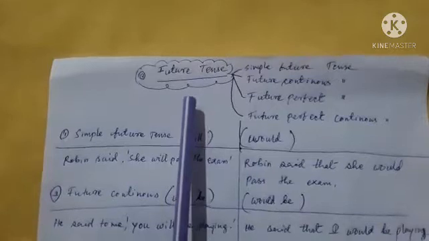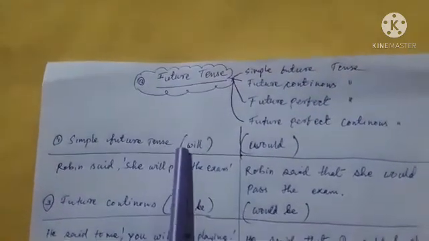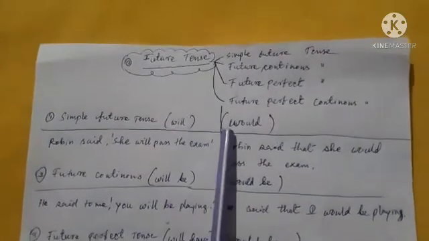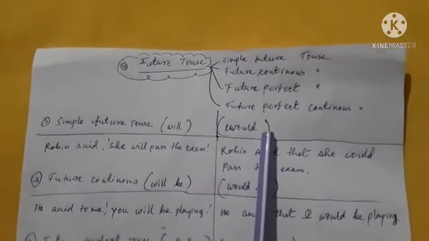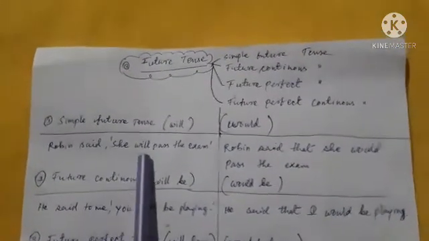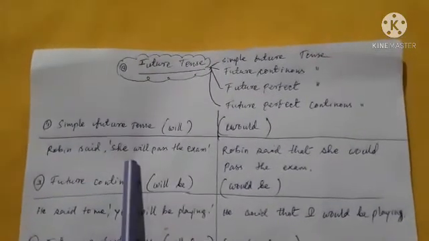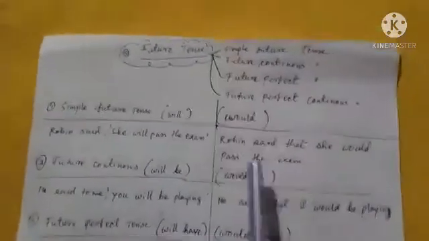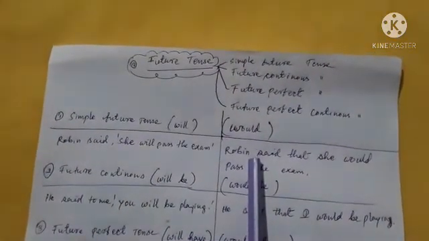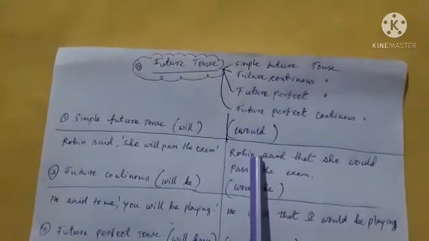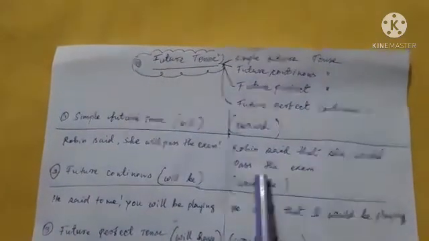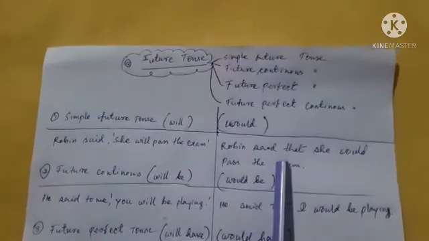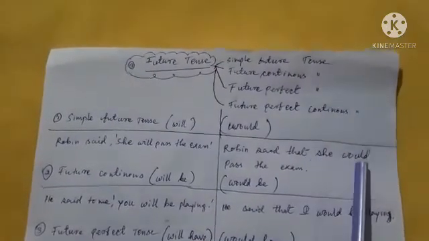So let us look at the first form of future tense, that is simple future tense, will. When we change direct to indirect speech, simple future tense will changes to would. For example, Robin said, "She will pass the exam." Here, the tense of the verb will is in simple future tense, and therefore it changes to would in indirect speech. As Robin said that she would pass the exam. Okay?